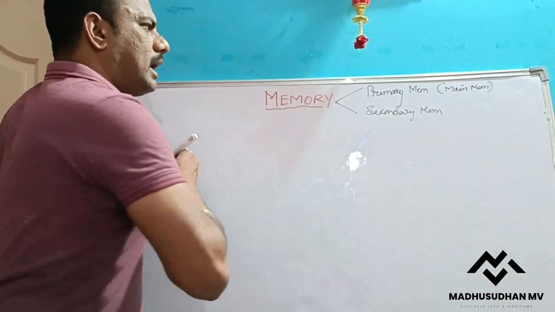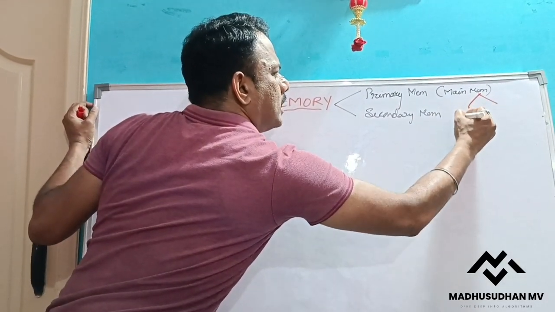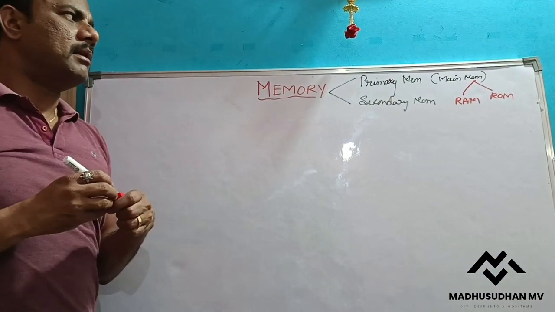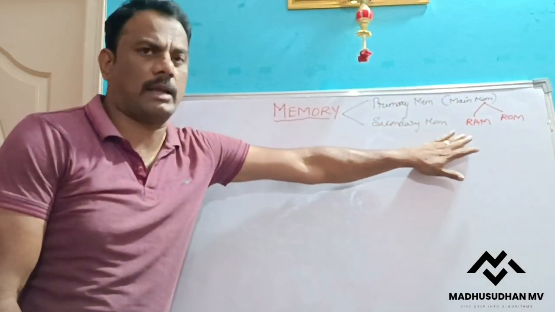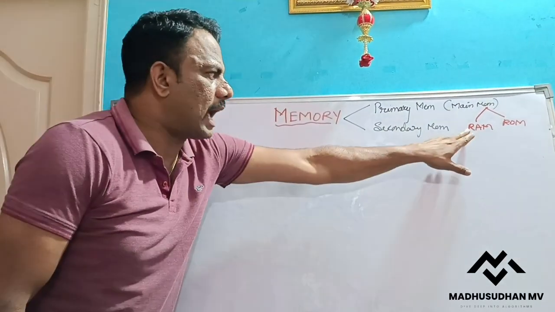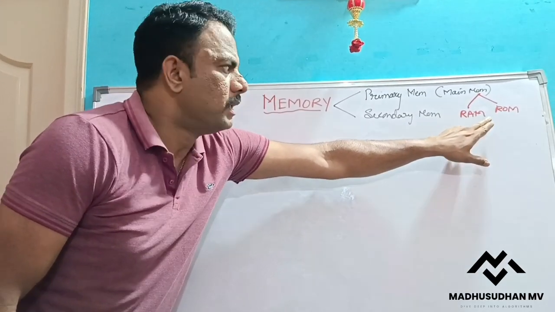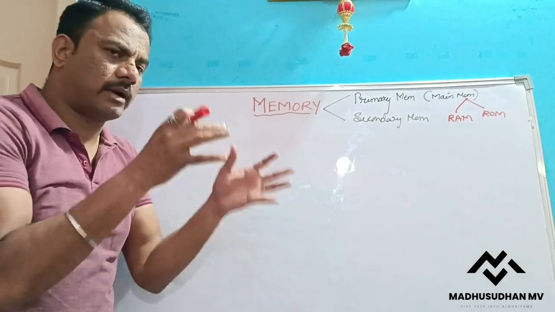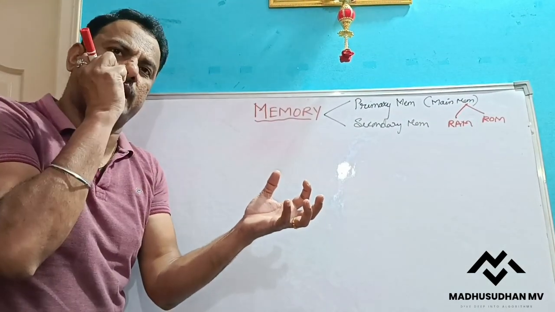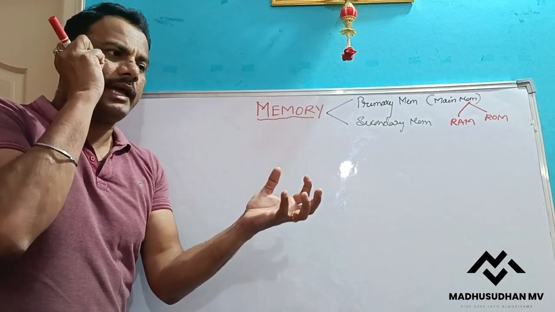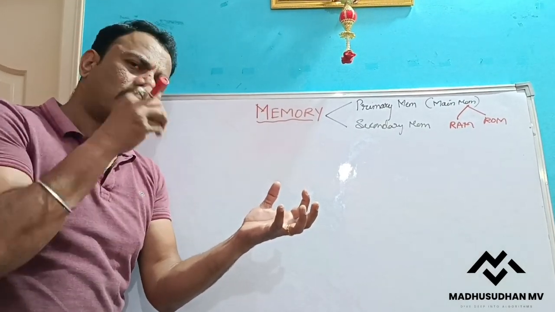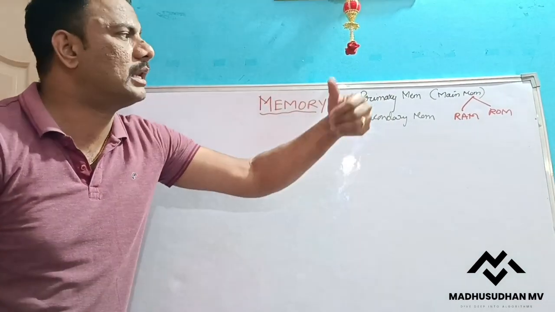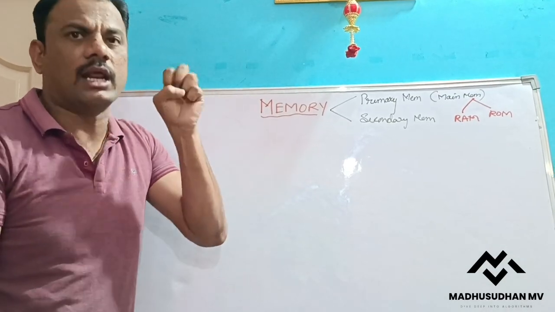Primary memory, also called main memory, is again broadly categorized into 2 types: RAM, which stands for random access memory, and read-only memory. As the name itself indicates, read-only memory means from that memory I can only read, I can only fetch the data. I cannot give data into that memory, we cannot store our own data into it. That means we cannot write on that memory, so that's why it is called read-only memory.